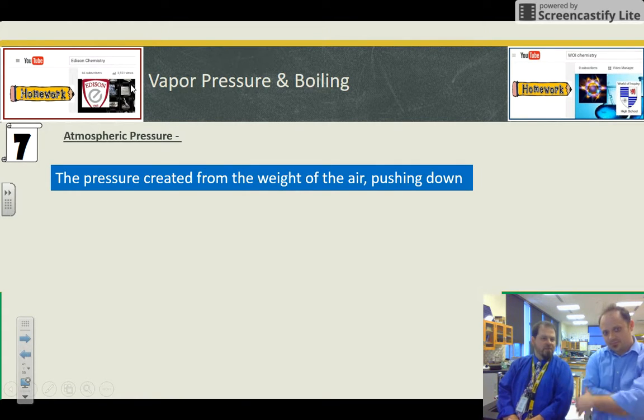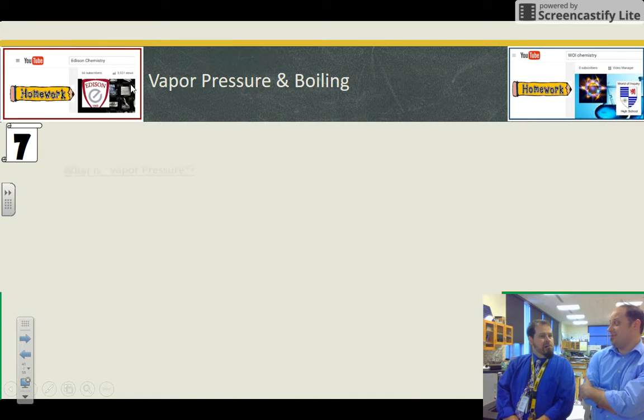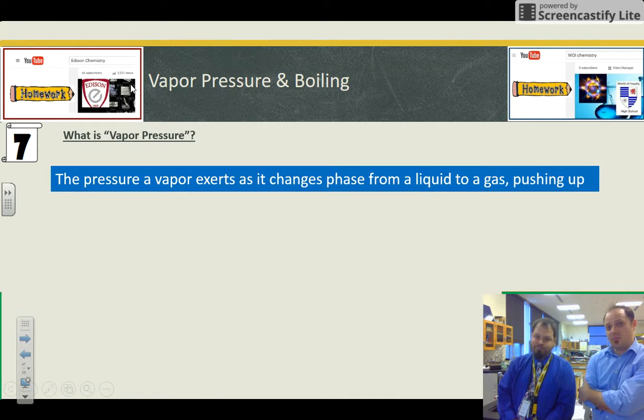Atmospheric pressure then is specifically the pressure that's created when the atmosphere is pushing down on me. Gravity is pulling that matter down, just like everything else. And the reason why you don't feel it is because your body grew up and evolved in this particular pressure. It's literally designed to handle it.